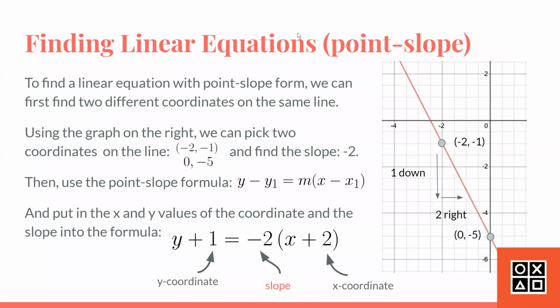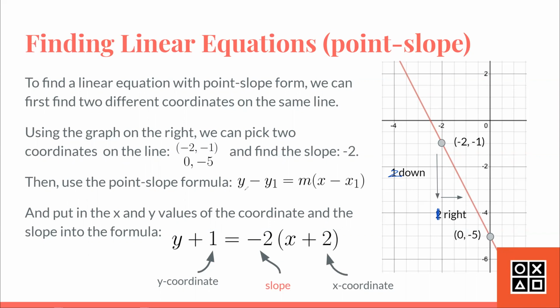Finding linear equations, point-slope form. To find a linear equation with point-slope form, we can first find two different coordinates on the same line. Using the graph on the right, we can pick two coordinates on the line, -2, -1, and 0, -5. And that way we can find the slope, which is supposed to be 2 down and 1 to the right. I apologize.